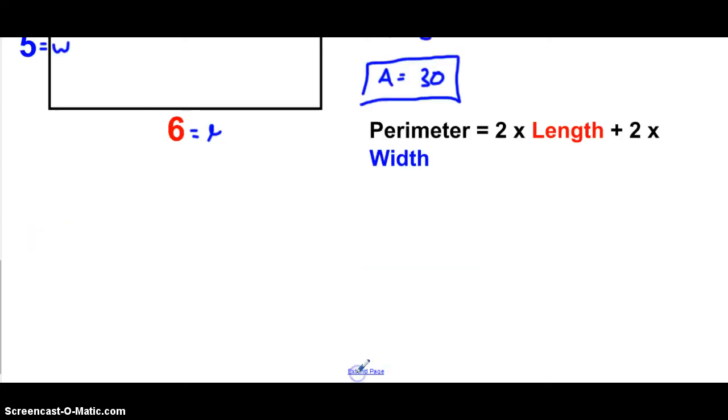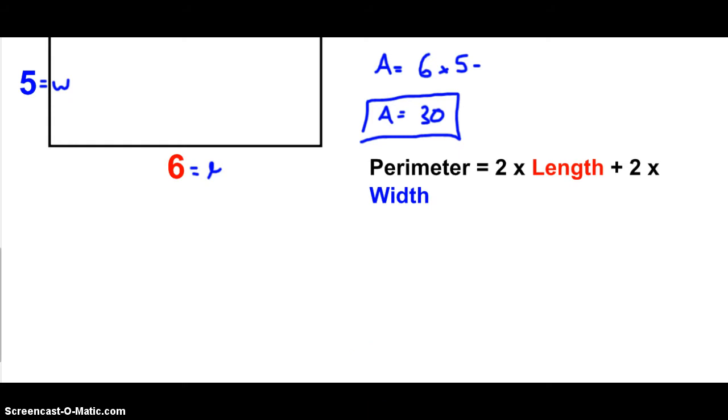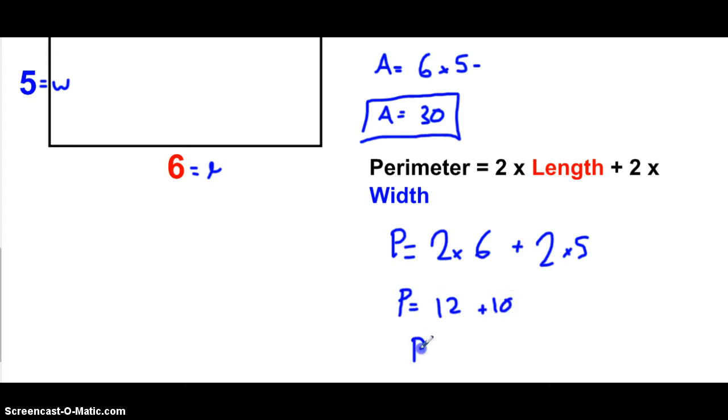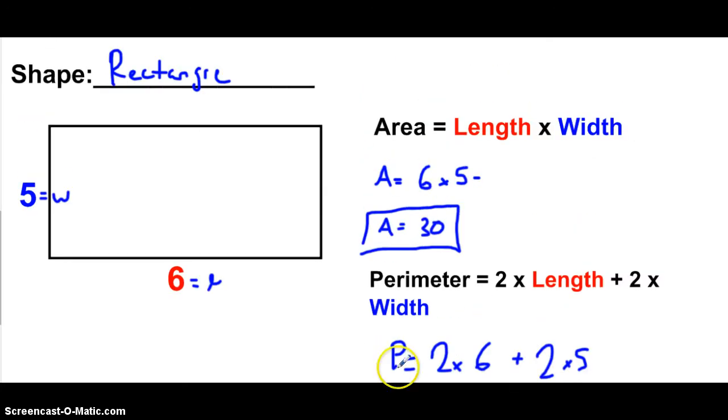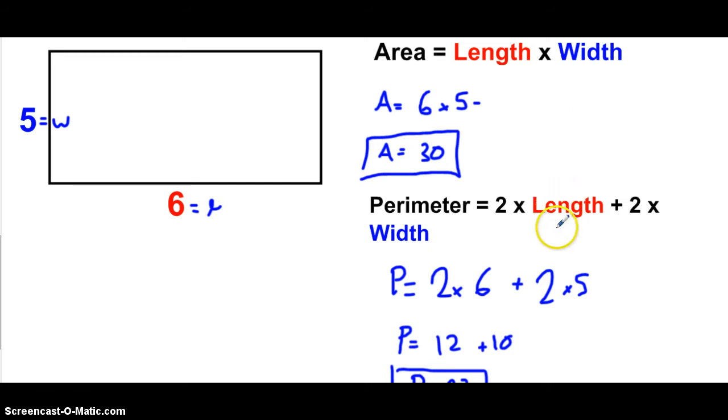To find the perimeter, the formula is a little different. The perimeter is 2 times the length plus 2 times the width. So our length is 6, so it's 2 times 6 plus the width, which is 2 times 5. When I simplify this, I get 12 plus 10, and so the perimeter is equal to 22. So once again, just have these memorized, have these formulas ready to look at. The area is just length times width of a rectangle, and the perimeter is 2 times the length plus 2 times the width.